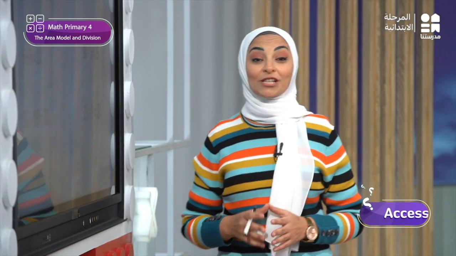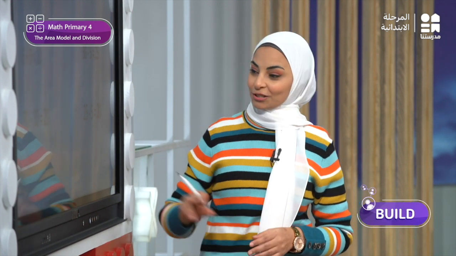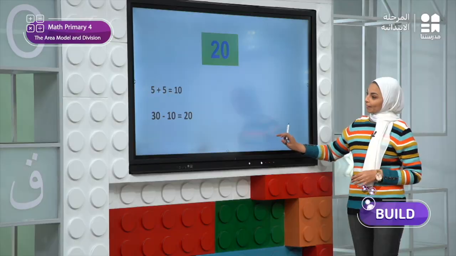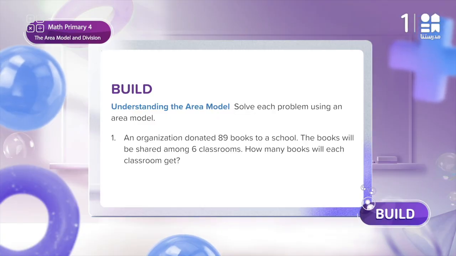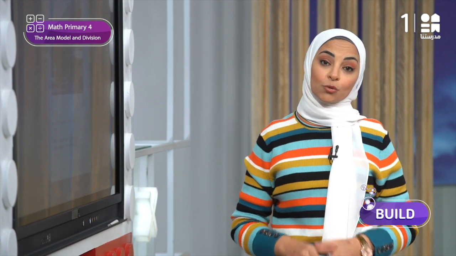And after refreshing our minds together, let's head to the build part and learn about the area model and the division strategy. Let's see it all together. Here, as you see, this is the build part. Now, let's start together to do problem number 1. Let's do it on the board.